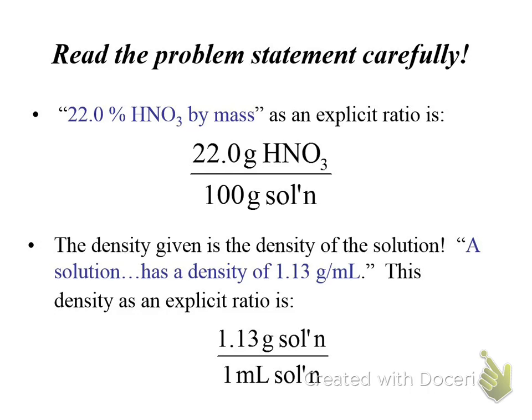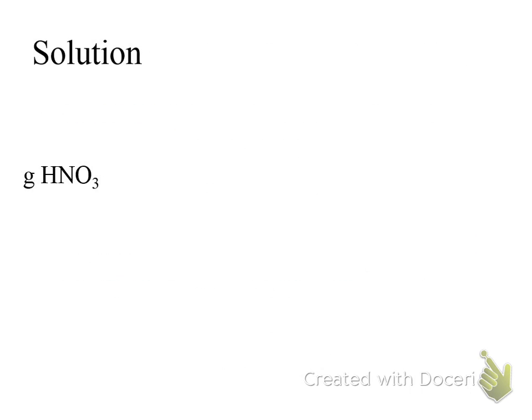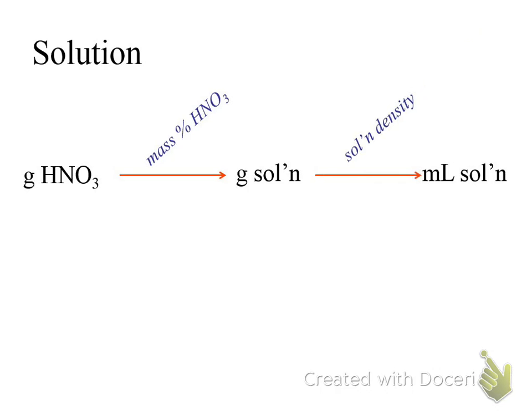So we know, like we saw before, you can use the inverse of those as needed. The first term is going to be, like I said, the only number you didn't unpack. So we can go from grams of HNO3 to grams of solution using the weight percent, the mass percent. And then we can go from grams of solution to milliliters of solution using the density. That's it.